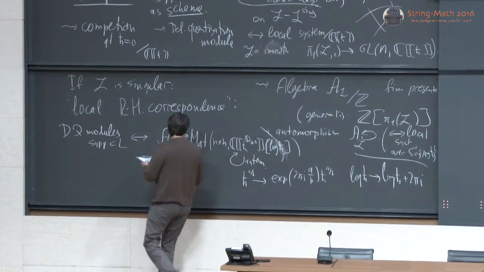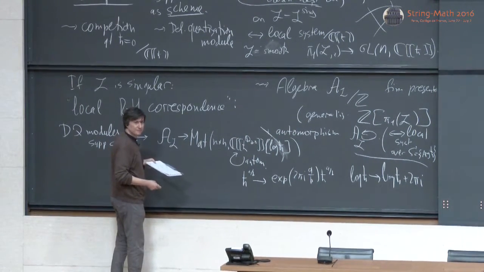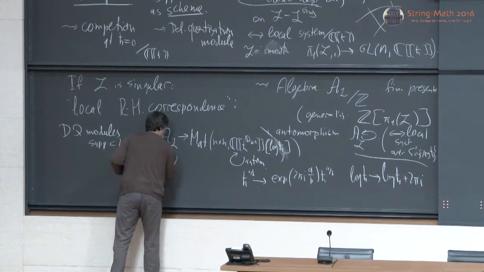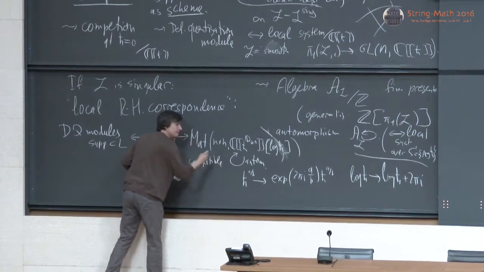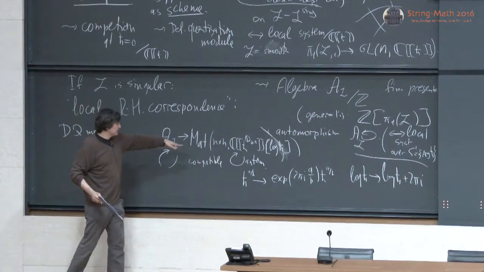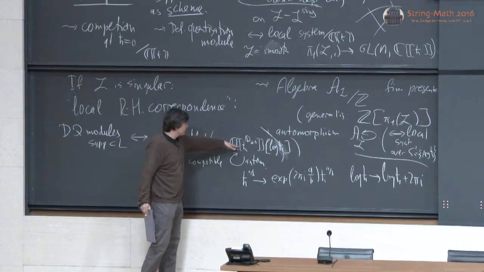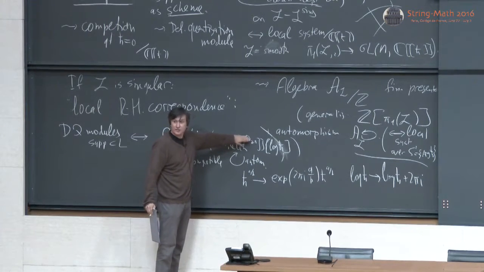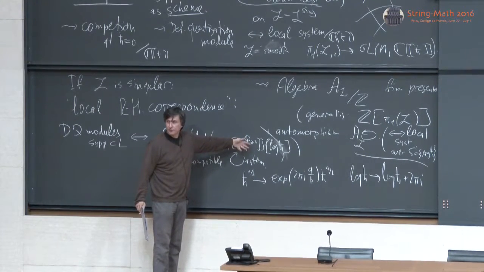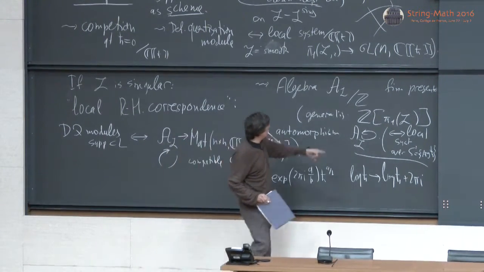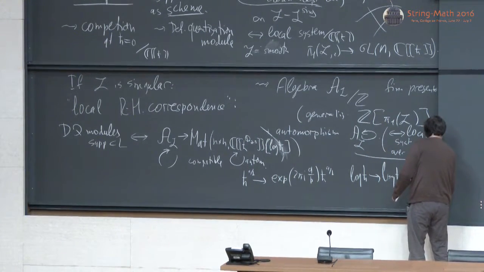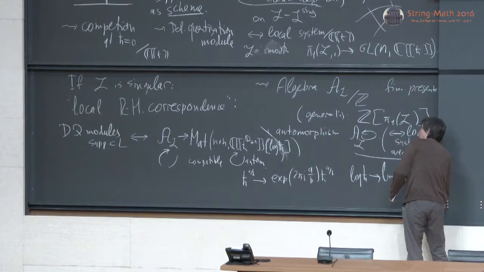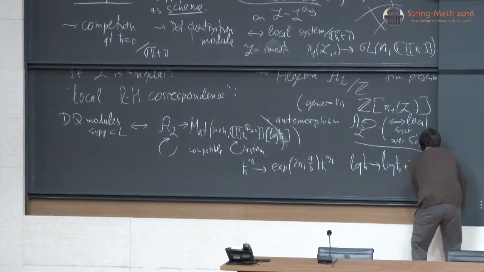And this representation should be compatible with the automorphism. The invariants of this automorphism will be series in h bar with integer coefficients, so it will be a category over C[[h bar]]. So I think maybe I can stop here. Okay.